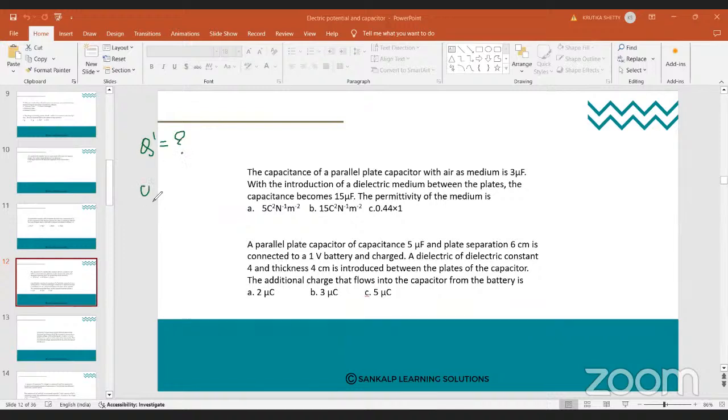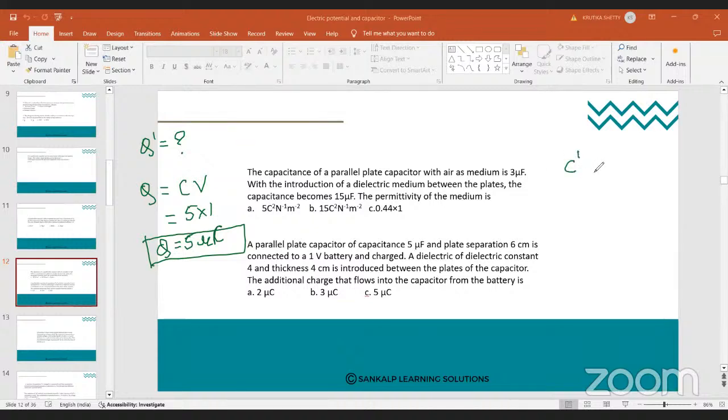So first step, what did we do? Without dielectric, what is the value of the charge? That is CV is the formula. So this becomes 5 into 1. So it is nothing but 5 microcoulomb. This is the charge without dielectric medium. So to calculate with dielectric medium, first we need to calculate the C value.